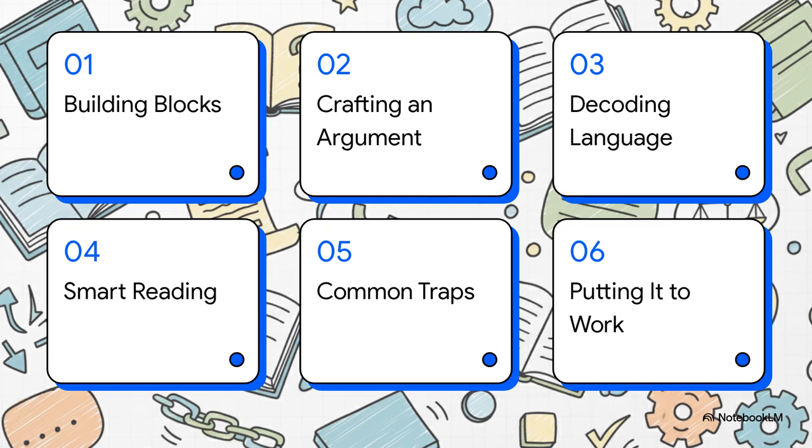So here's our game plan. Think of this as building a toolkit. First, we'll look at the most basic building blocks of any argument. Then, we'll see how they fit together. After that, we'll learn how to decode the secret language authors use. And then, we'll get into some real practical strategies, including what traps to avoid. By the end, you'll have a whole new way of looking at text.